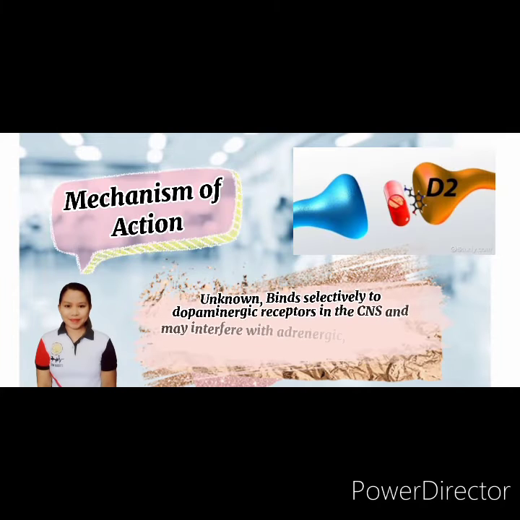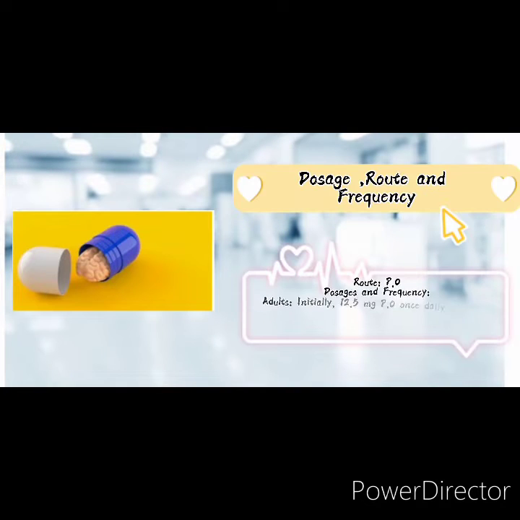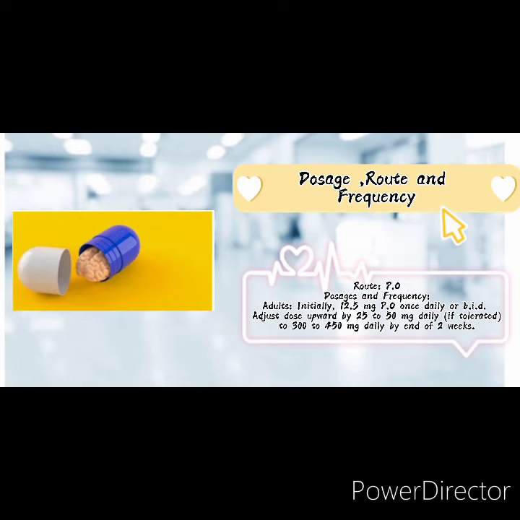The mechanism of action is unknown. It binds selectively with dopaminergic receptors in the CNS and may interfere with the adrenergic, cholinergic, histaminergic, and serotonergic receptors. The route, dosage, and frequency. The route is per oral.